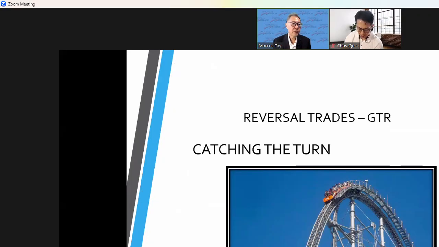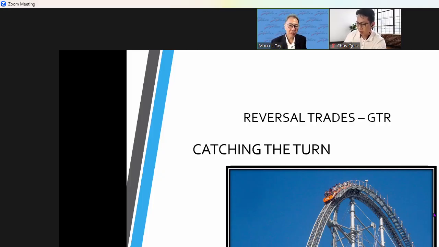The next one I'm going to show is a reversal trade, what we call a GTR. This happens to be my favorite strategy. I use a lot of this. What it means is that if the market has been going upwards, I'm looking for a point where the market is going to turn down, to take a short trade. And if the market has been coming down, I'm looking for a point where the market is going to reverse upwards for me to take a long trade.